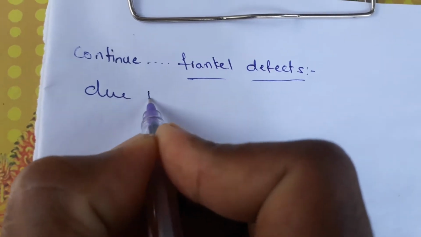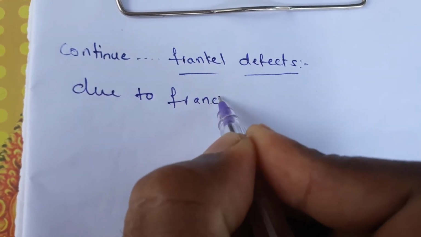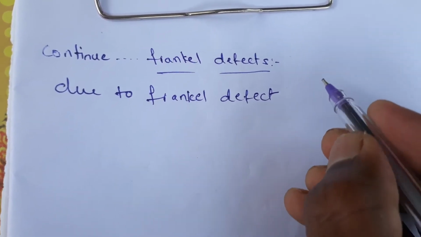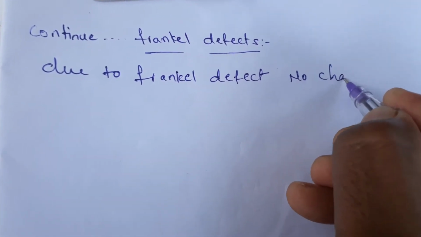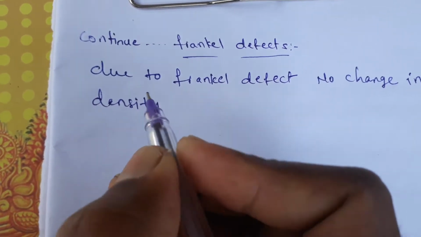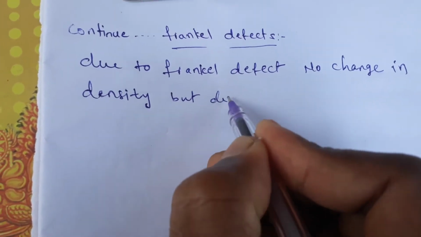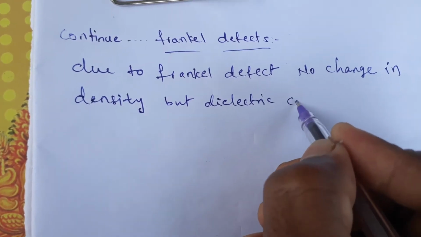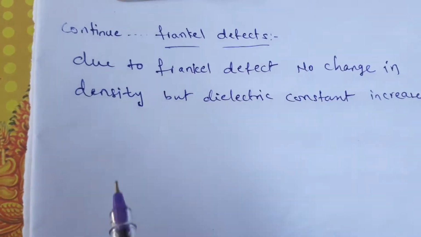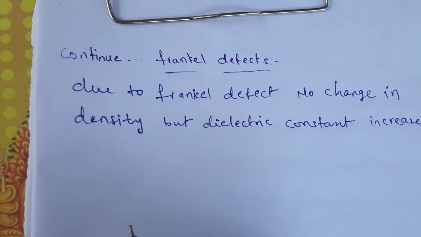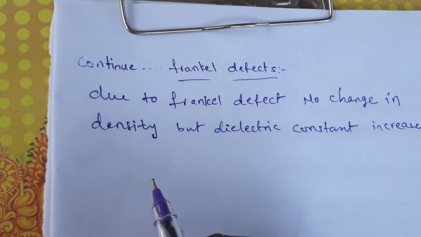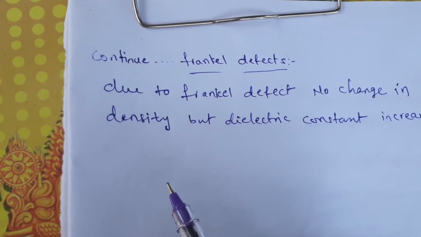Due to Frenkel defect, no change in density, but dielectric constant increases, because here increasing the cations into the interstitial positions, that's where the dielectric constant will increase. So the number of Frenkel defects we can measure by the equations.